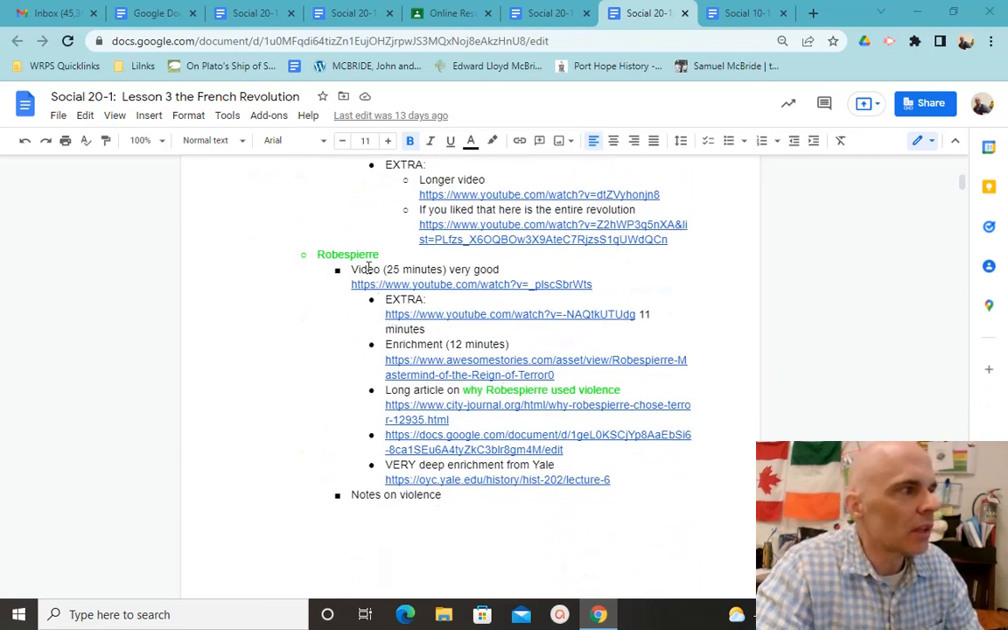Robespierre is one of the key individuals in this lesson, and as you can see here, there's lots of summaries on Robespierre. And why Robespierre used violence is shown through this long article. A lot of these are time consuming, so depending upon how much time you have, you might want to look deeper into Robespierre.